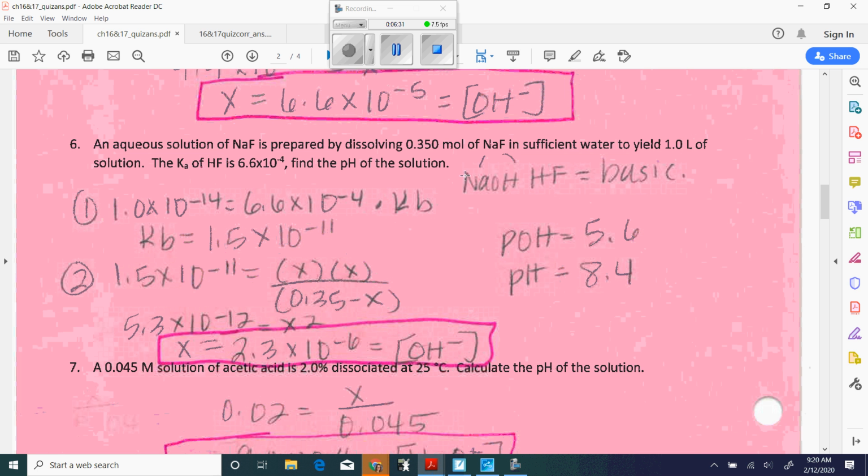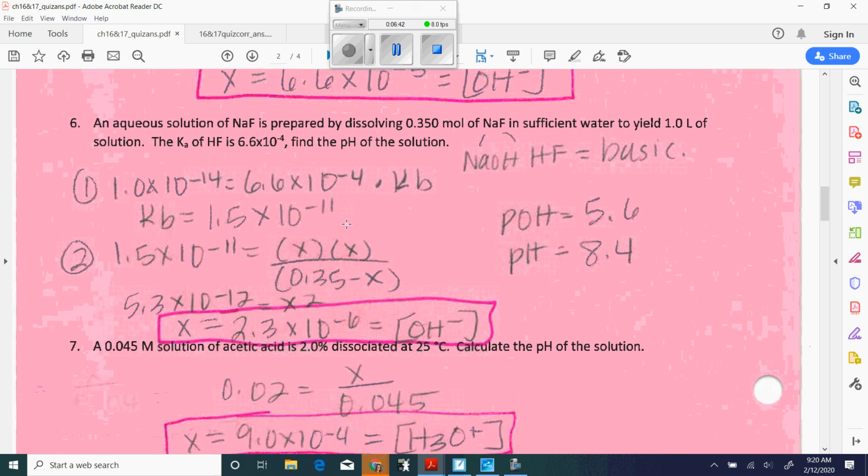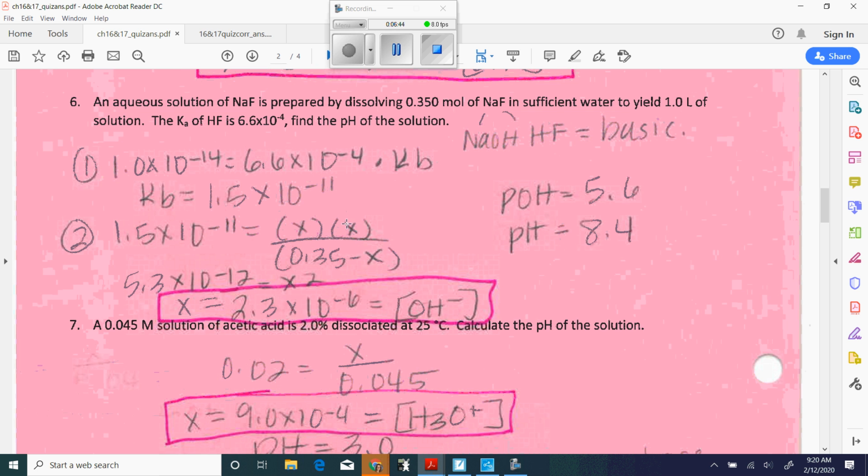Number 6 is your salt question. It's going to be a basic salt, because the HF is a weak acid. So you've got to solve for Kb, solve for X. X is OH. OH gets you a pOH, and pOH can get you pH.